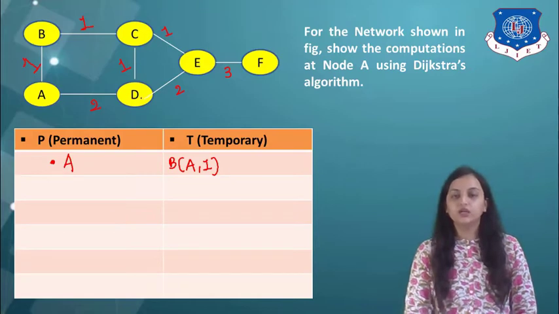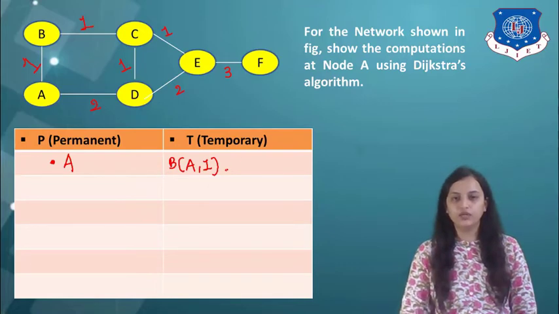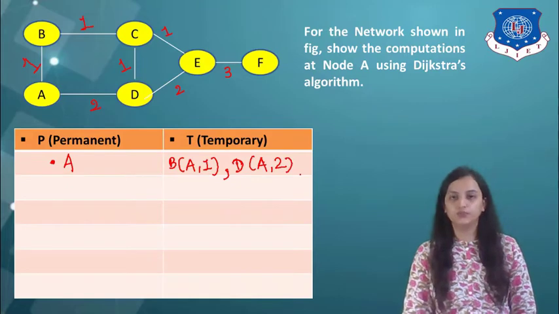Now same way to the node A, D is also connected. So over here we can also consider that. So we need to write down over here D, that is our destination node from the node A, and the distance is 2. Okay. So here we should write down 2.